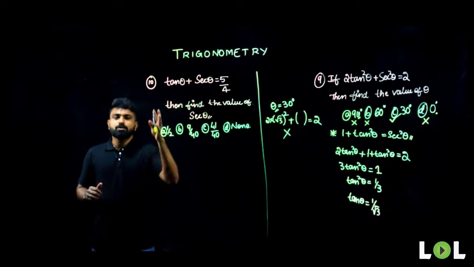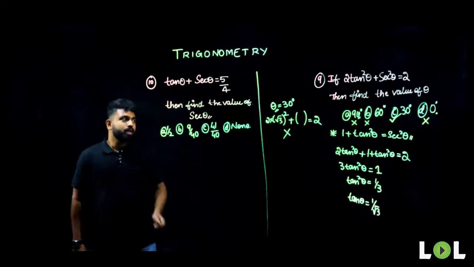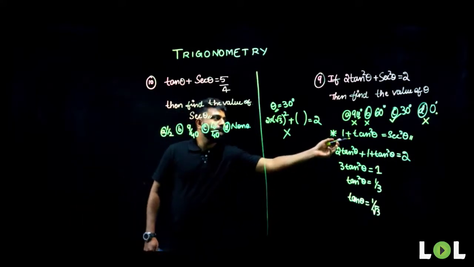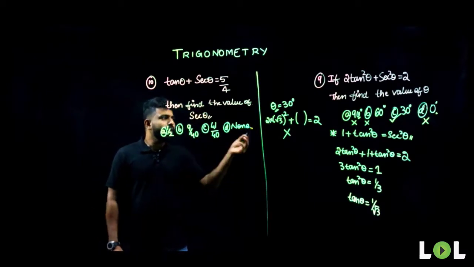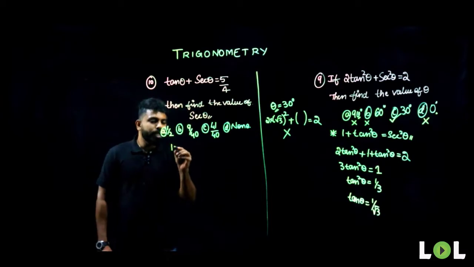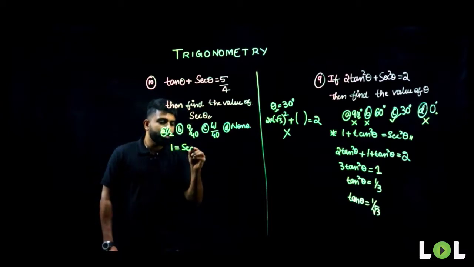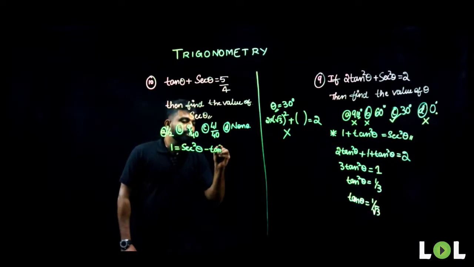So let's move on to the last question for the day. Again, as I told you, the identity 1 plus tan square theta is equal to secant square theta is very, very important. We also derived another identity from that. What is that? Okay, let me write 1 is equal to secant square theta minus tan square theta.